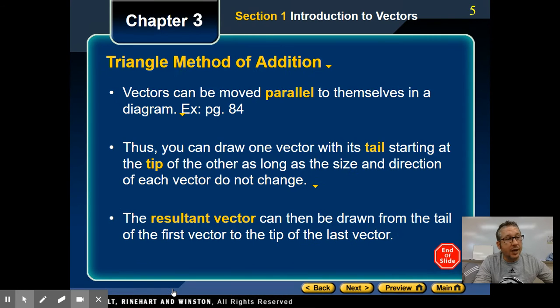displacement, really. Okay. Vectors can be moved parallel to themselves in a diagram. Vectors are unique, and I've mentioned this once or twice before this year, in the fact that you can move them around. You can take multiple pathways, but oftentimes the resultant vector or your displacement never changes.